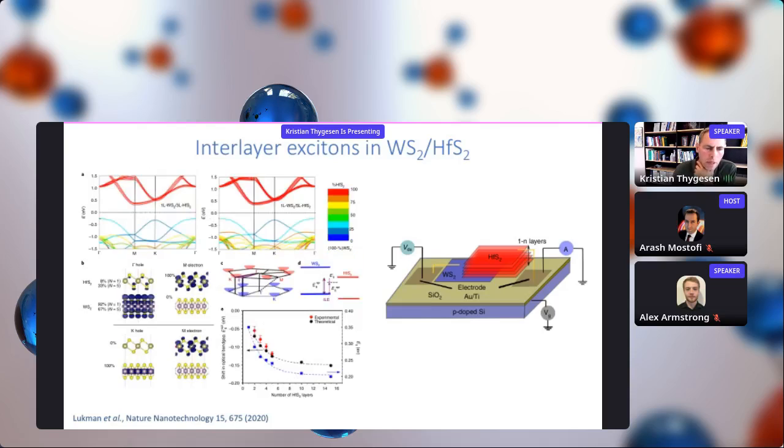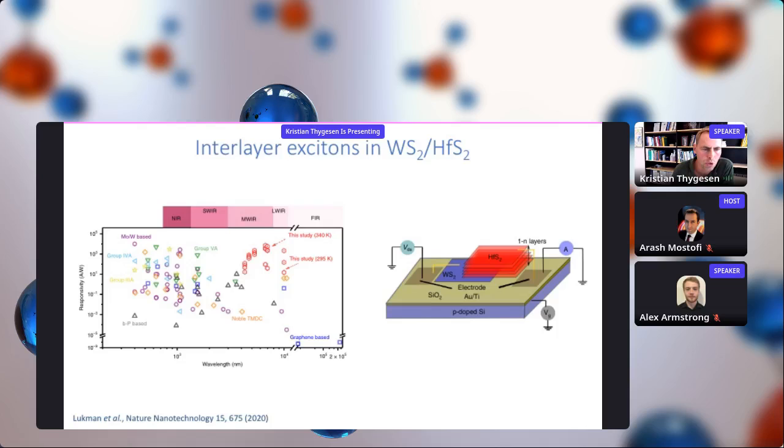And by doing first principle calculations, we were able to understand the nature of these interlayer excitons. You can look at this paper here if you want to know more details. I should also say that the photodetector here is actually the best that has been made in that particular frequency regime, the mid to long wavelength infrared regime down here. So all the red dots are from that study.